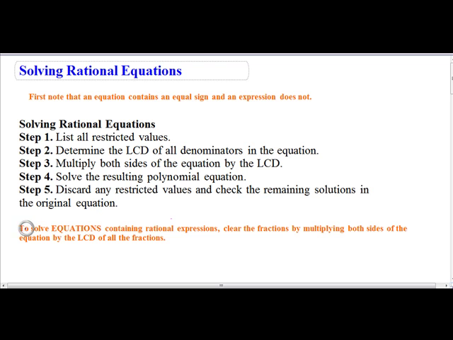Another important note is that to solve an equation containing a rational expression, clear the fractions by multiplying both sides of the equation by the LCD of all the fractions. That is step 3 that we're using. That's the reason why we multiply the equation by the LCD, because we want to clear the fractions. Okay, so let's look at the example.